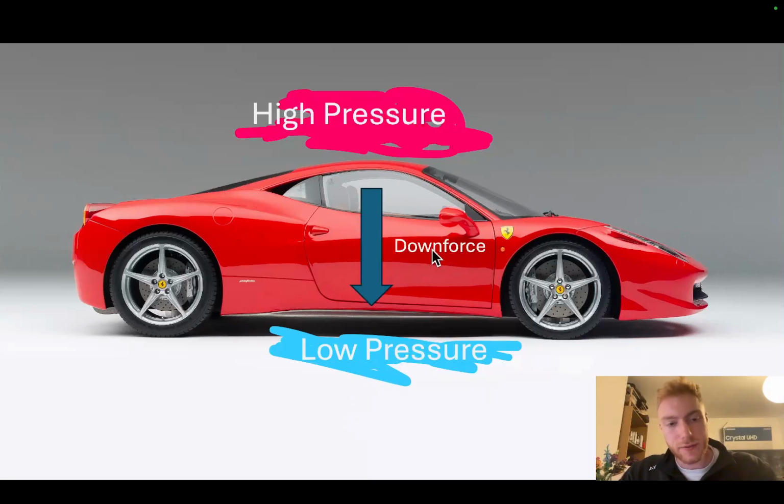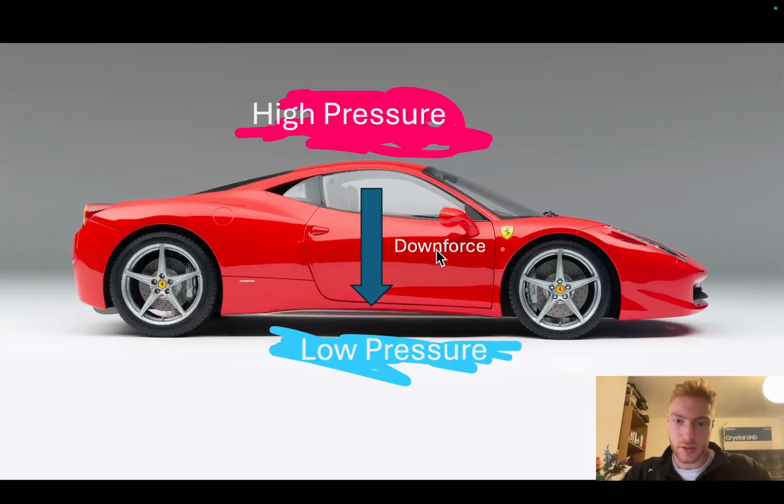So yeah, why is downforce important? If you're interested in motorsports, you might know it's because you want as much grip as possible on the wheels. So yeah, there's more grip, so you can go around a corner. You don't slide out. You can put more power down as well.